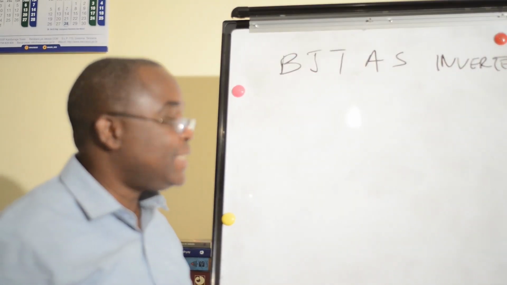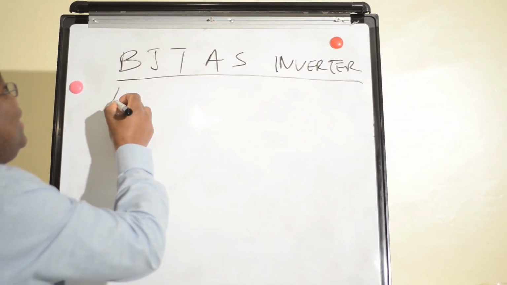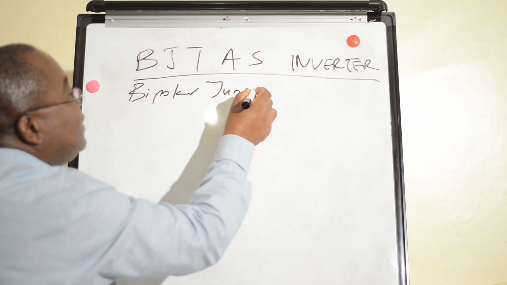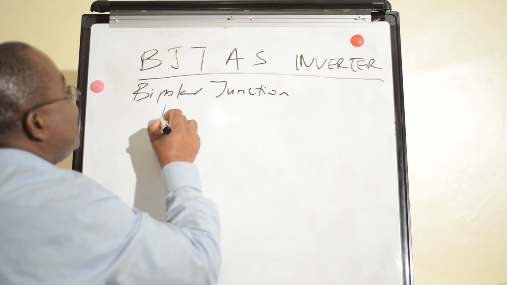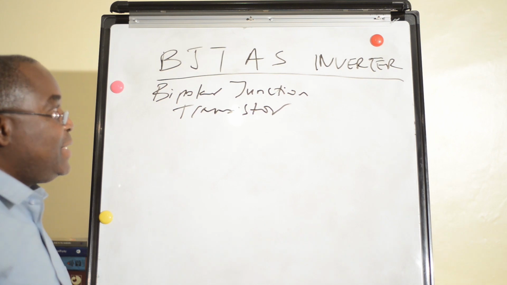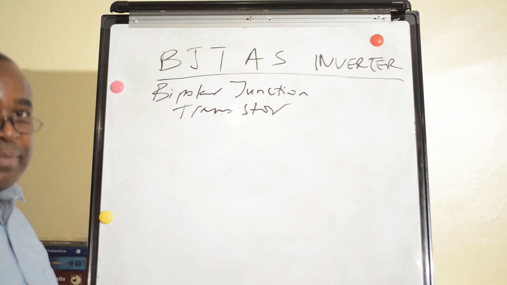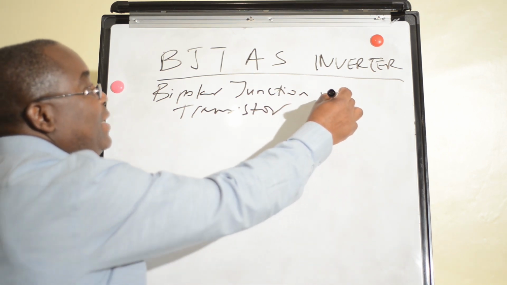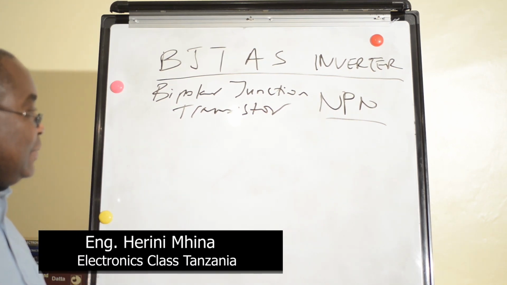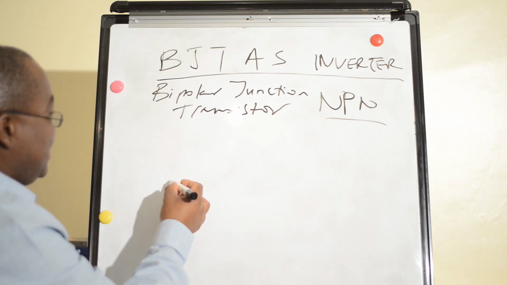Transistor as inverter. BJT is the abbreviation of bipolar junction transistor. Here we'll see the function of a BJT bipolar transistor, NPN, as an inverter. The electrical representation of the circuit as an inverter.